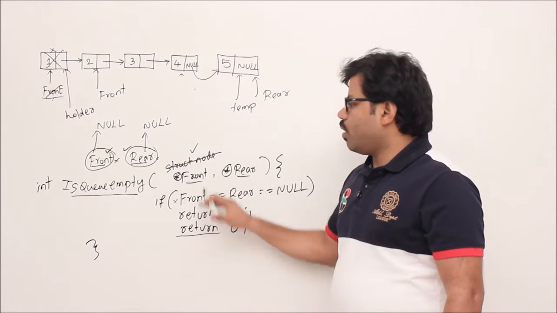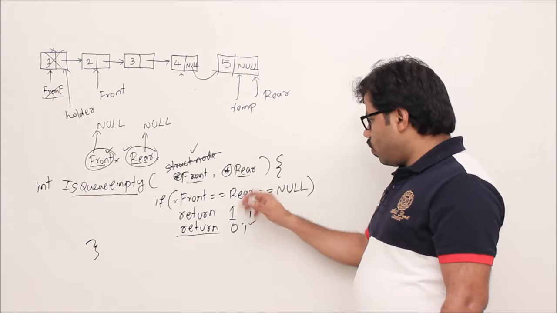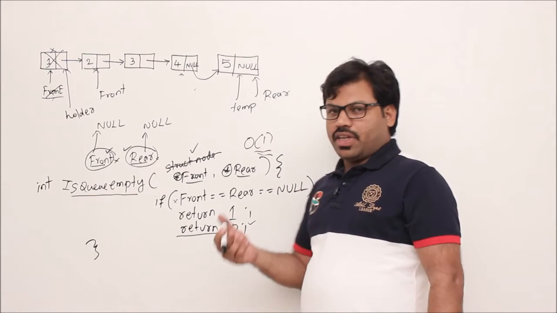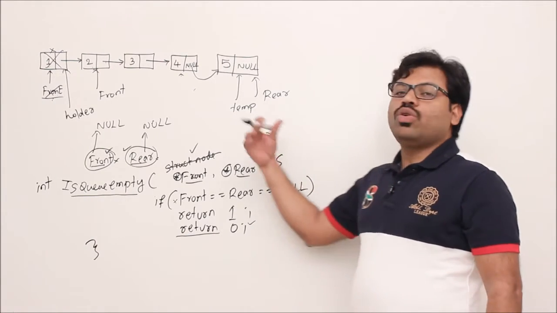Now this is the story about IsQueueEmpty. What is the time complexity of IsQueueEmpty? After all, we have 2 lines, so I can say that it is order of 1. By this time you would have got experience for how to analyze the time complexities, right? Now, sir, how to do Enqueue?